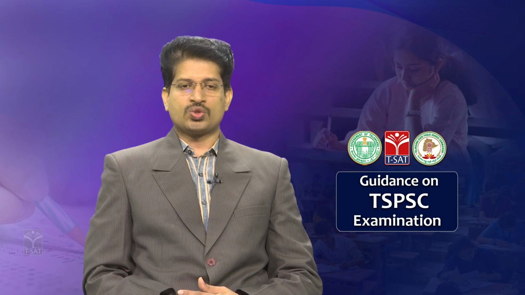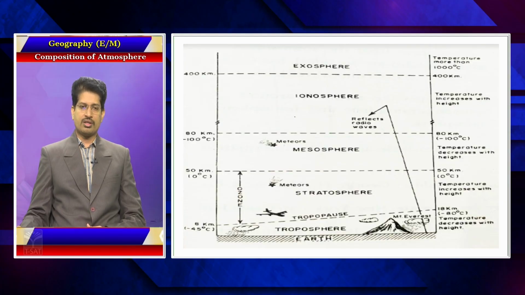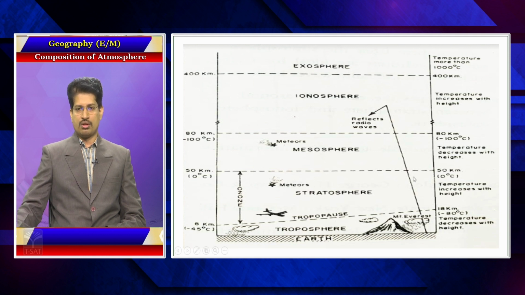The next layer is the stratosphere, the second layer. In the stratosphere, a layer of ozone gas is present, which is responsible for filtering the ultraviolet radiation, and it extends up to 50 kilometers. The boundary between the stratosphere and mesosphere is known as the stratopause. The temperature is 0 degrees Celsius here at 50 kilometers altitude. The mesosphere, the third layer, extends up to 80 kilometers and has minus 100 degrees Celsius at the end of the mesosphere. Next is the ionosphere.